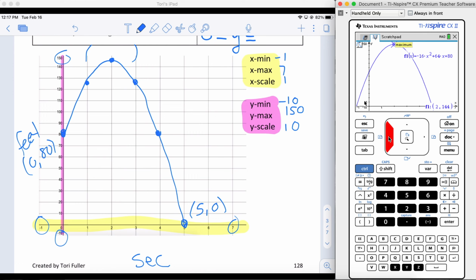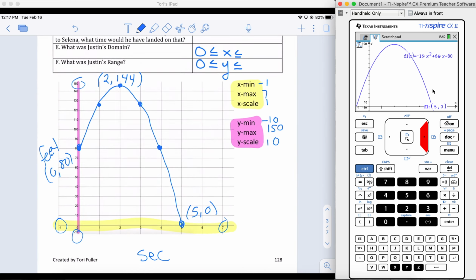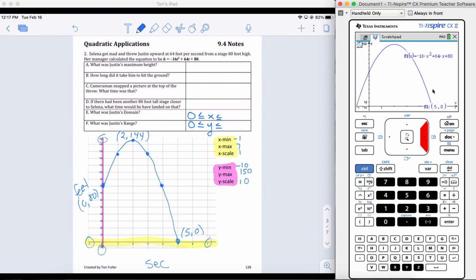When you do graph trace, make sure that the point 2, 144 says maximum. Make sure that the point 0, 80 says y-intercept. Make sure that the point 5, 0 says the word zero. Okay, that's how we know we have everything correct. All right, perfect. Zooming out, we are ready to answer our questions. Remember that maximum height is a y value, so we would use our 144 with our units, feet. How long did it take him to hit the ground? That's this guy down here, so 5. And that is a unit of seconds.